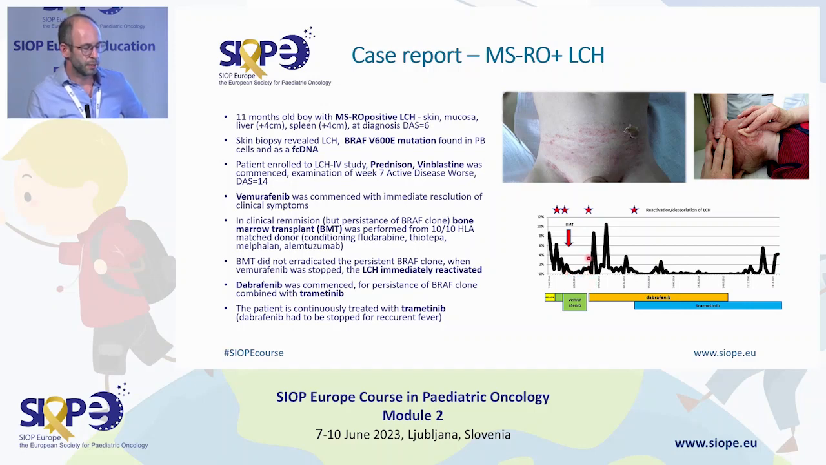For a short time after bone marrow transplant, we stopped the vemurafenib, but the disease immediately progressed. So we reinitiated a MAP kinase inhibitor, at that time dabrafenib, but still the clone persisted. For some time we combined dabrafenib and trametinib, but still the clone persisted. Due to toxicity, we had to stop the dabrafenib, and the patient is continuously treated with trametinib, and still the clone persisted. He's been treated with these MAP kinase inhibitors for more than 7 years.